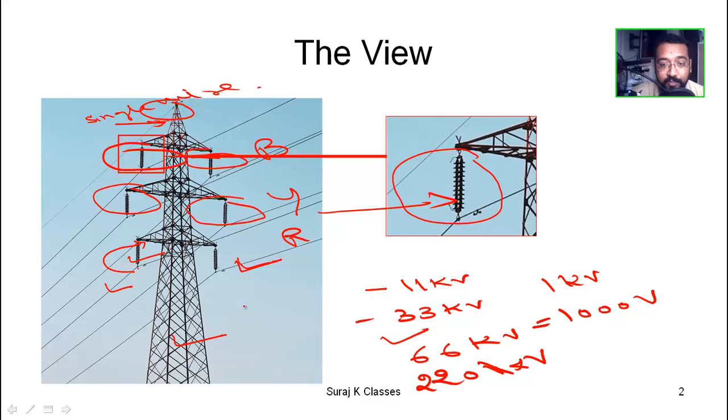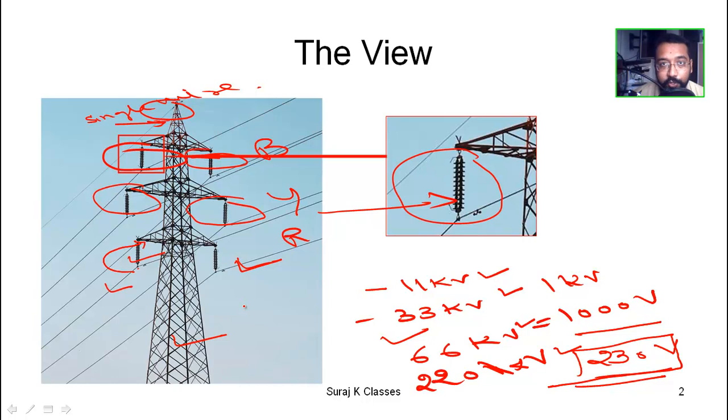In our home, the voltage coming in is 230 volt. Just 230 volt is enough to kill a person, so that is very dangerous. Now just imagine how dangerous 11 kV, 33 kV, 66 kV is. How many times more dangerous is it than your home electricity voltage, when just 230 volt is enough to kill you?